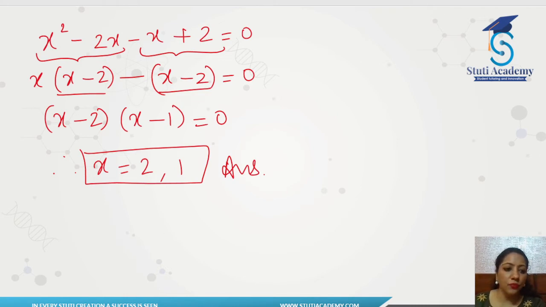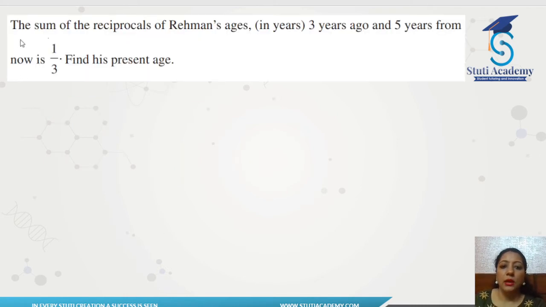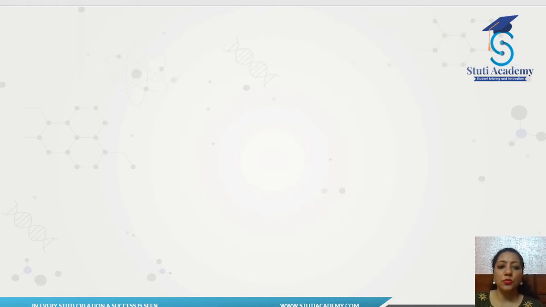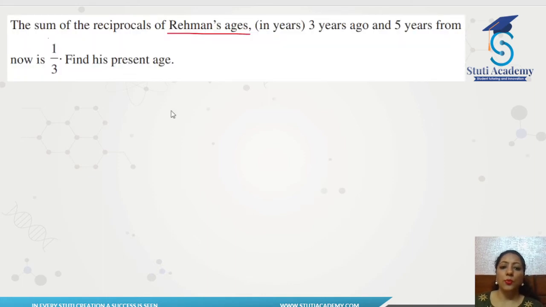Now let us discuss a few word problems here. The sum of the reciprocal of Rahman's age in years 3 years ago and 5 years from now is 1 by 3. Find his present age. So this one is very simple. We are talking about Rahman's age. There is only one person here, so we are going to take only one variable. So we are going to take his present age.